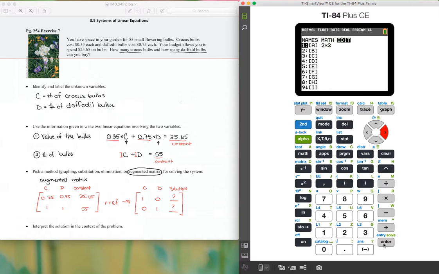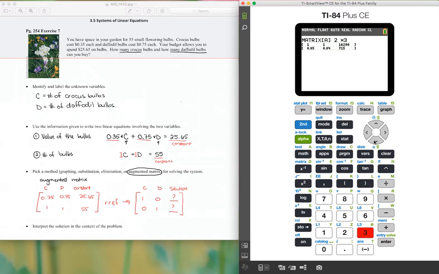Right now it says 2 by 3. If your calculator doesn't say 2 by 3, then go ahead and type in 2 by 3, right? That stands for the number of rows and the number of columns in our matrix. So it's always row times column. So we have 2 rows and 3 columns.